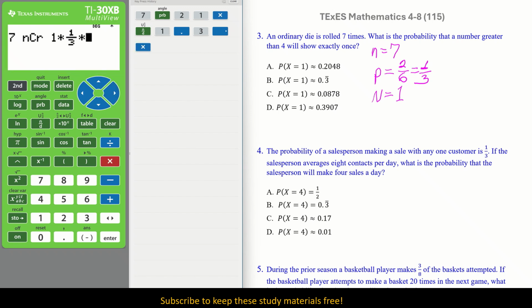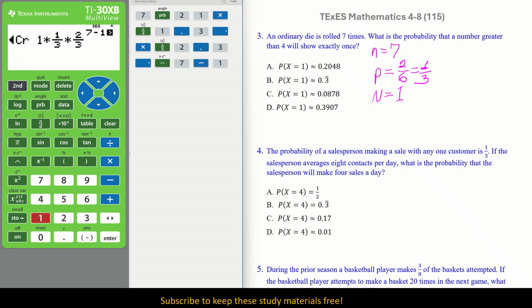Now we need to multiply that times our non-success. What would our non-success be? Well, 1/3 is what we want as our success, so 2/3 would be our non-success. So that would be 2 over 3. Now the exponent would be 6, because 7 minus 1. Now let's push enter. Let's see what we have. That would be option A. Perfect.